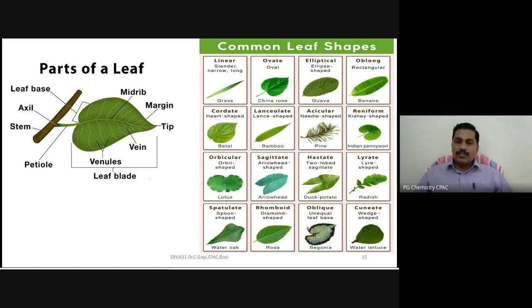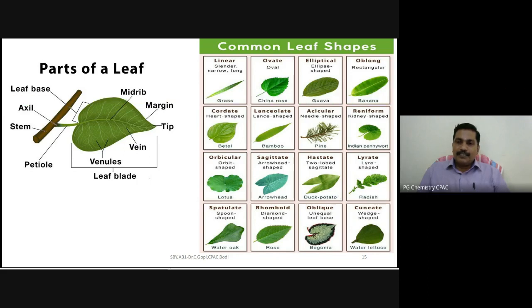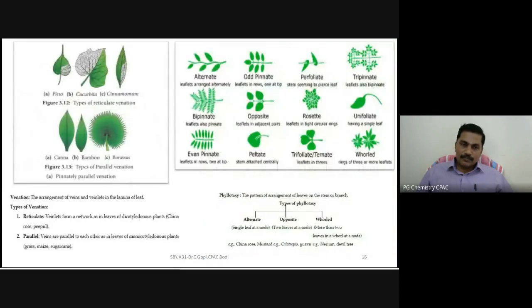So linear, for example grass; ovate, for example China rose; needle-like, for example pine; reniform, kidney shaped, which is an example of Indian pennywort. So these are the different types of shapes of leaves.